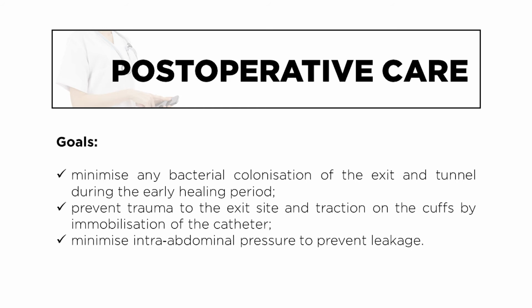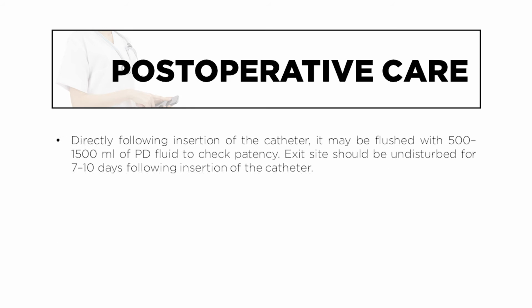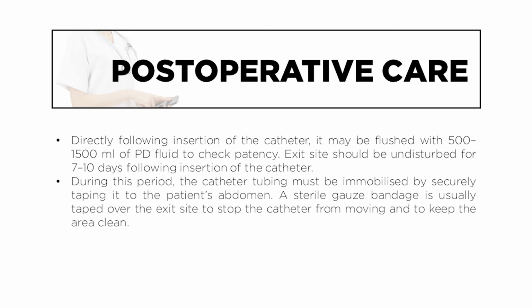Post-operative care. Directly following the insertion of the catheter, it may be flushed with about 500 to 1500 ml of PD fluid to check patency. The exit site should be undisturbed for about 7 to 10 days following insertion of the catheter, and the catheter tubing must be immobilized by securely taping it to the patient's abdomen. A sterile gauze bandage is usually taped over the exit site to keep it clean and dry.